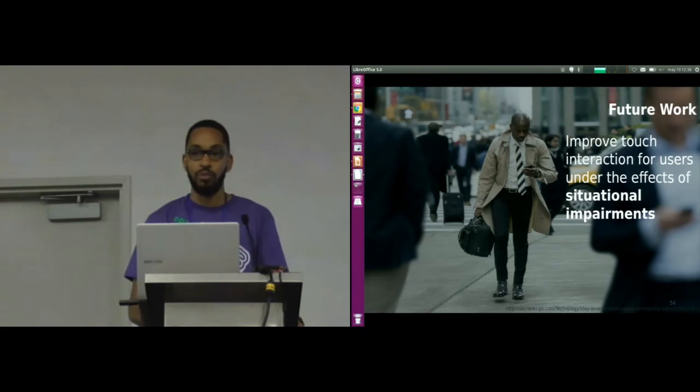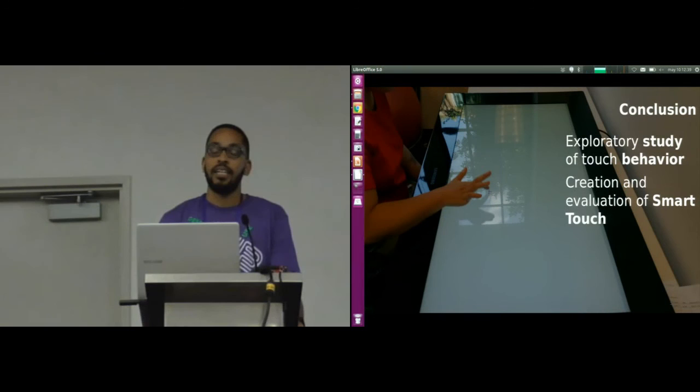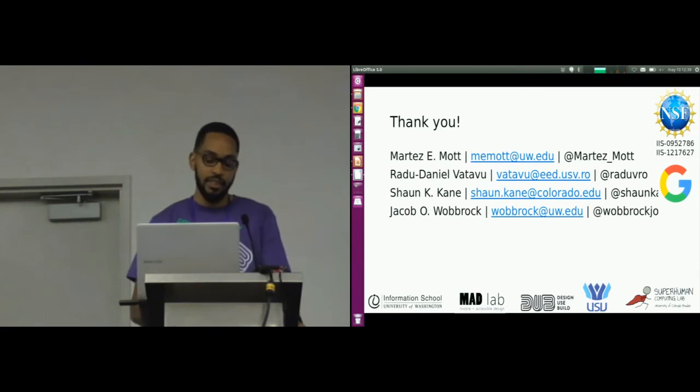So in our conclusion, I talked about an exploratory study of touch behavior of 10 people with motor impairments, and I also described the creation and evaluation of SmartTouch.